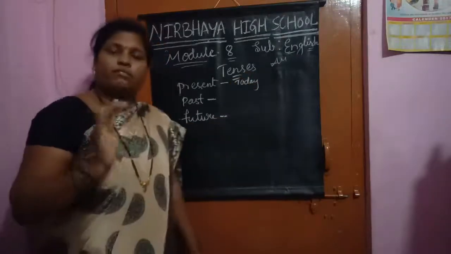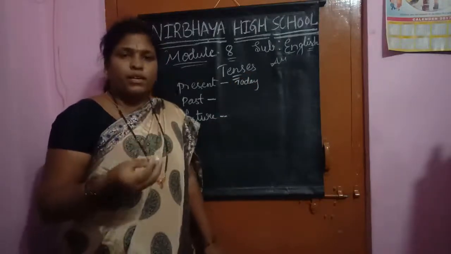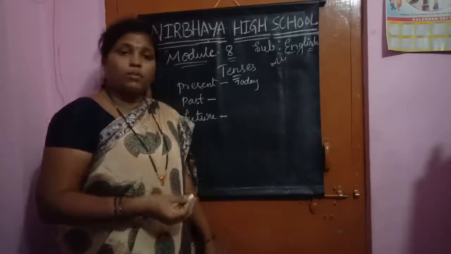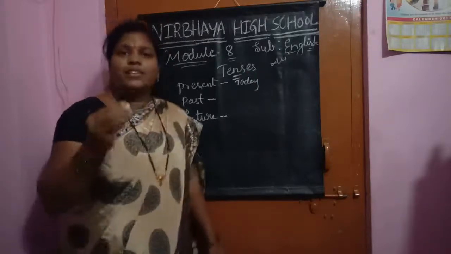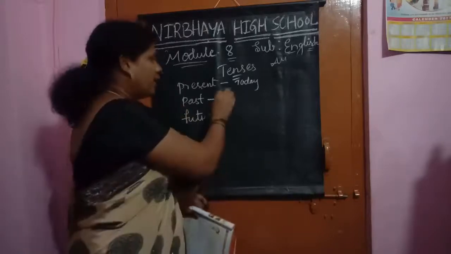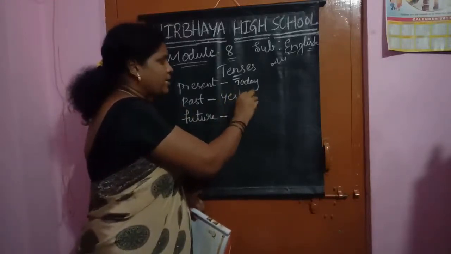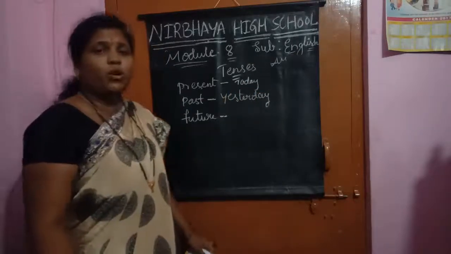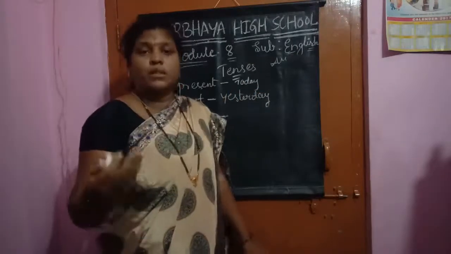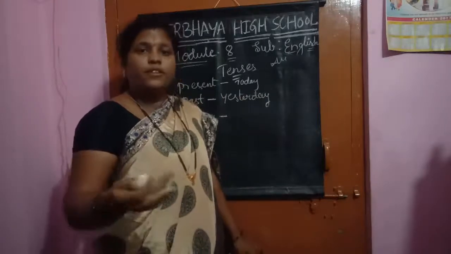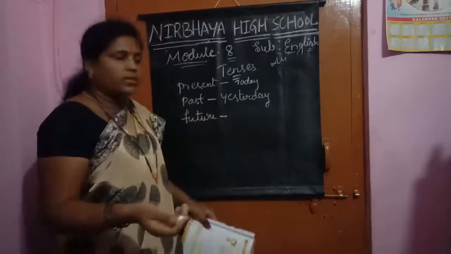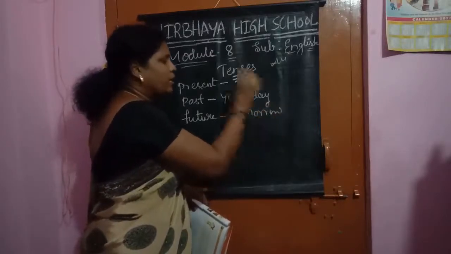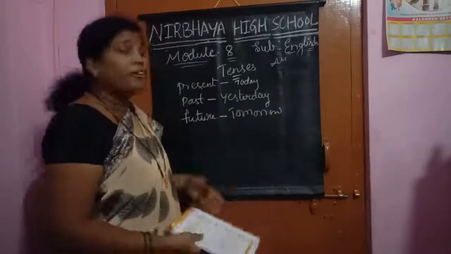Past means which is finished. Means 1 minute before which is happened. That is also a past only. Okay, children? But so that you can understand clearly, I am writing here yesterday. What is it, children? Yesterday. Okay, now coming to the future. Future means what? What will happen next minute? What happens? That is future. Means we don't know. Yes, that is tomorrow. What happens tomorrow? We can't tell. That is the future.